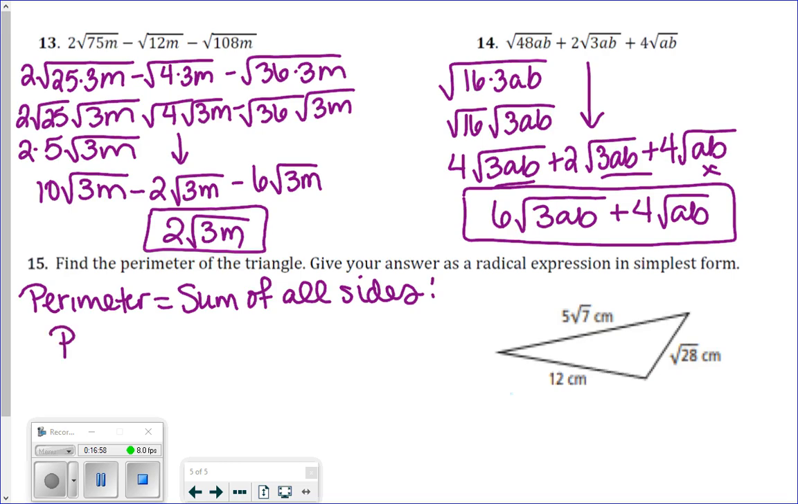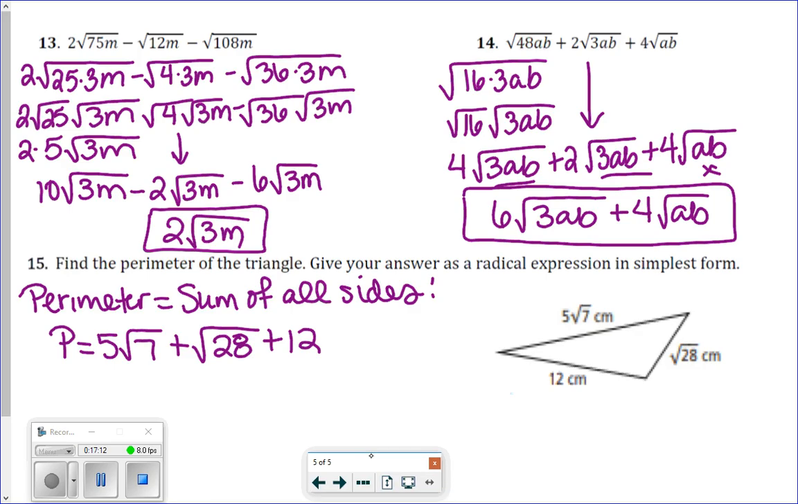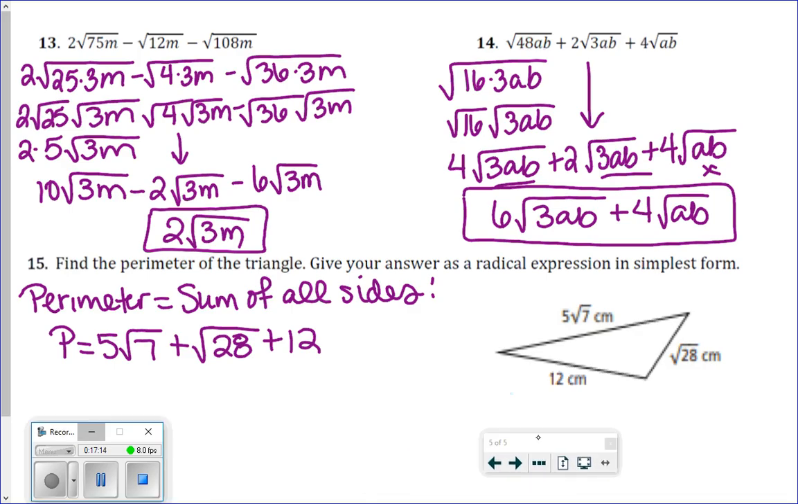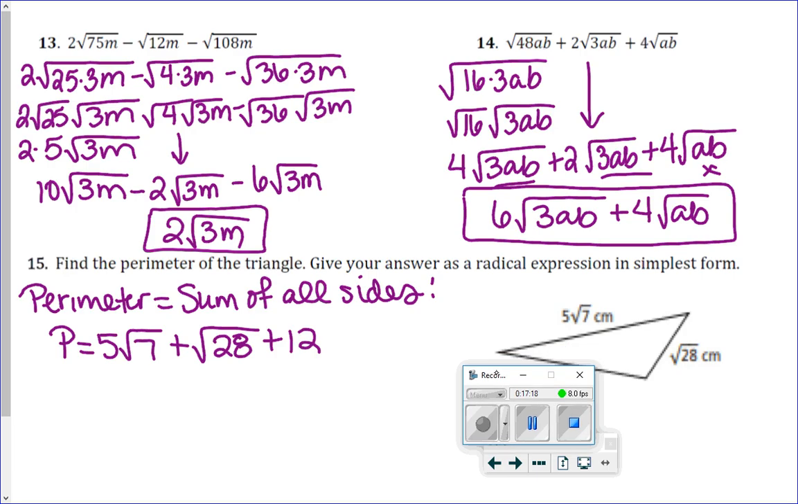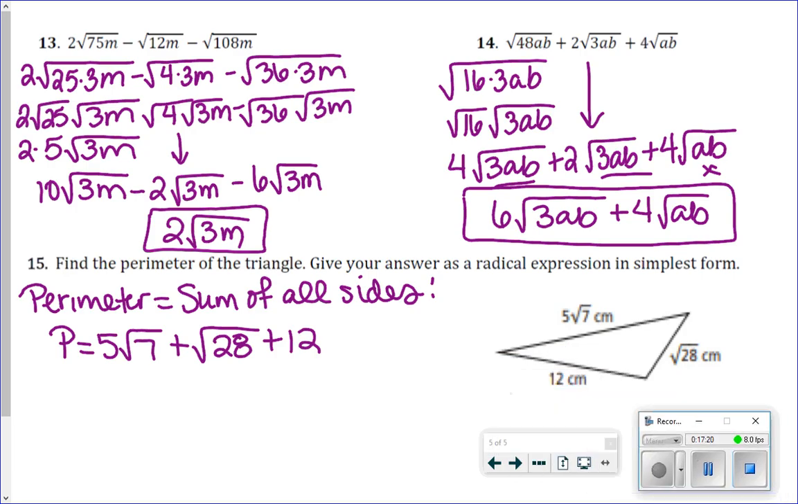So all I have to do to find this perimeter is set up the sum of the 3 sides. One side is 5 square root of 7. The other one is square root of 28. And the last one is just 12. The only one here that can be simplified is the middle term. So 5 square root of 7, I think we all feel good, is already simplified. Can't do anything with the 7. And 12 is just a whole number, so that's already simplified.